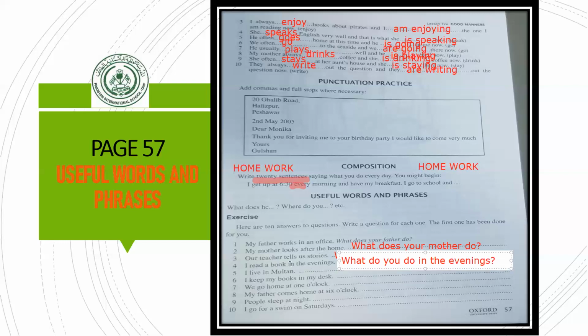Number five: I live in Multan. Very easy. If you answer, I live in Multan, how will you make the question of this answer? Like, where do you live? Yes, where do you live? You will say, I live in Multan.